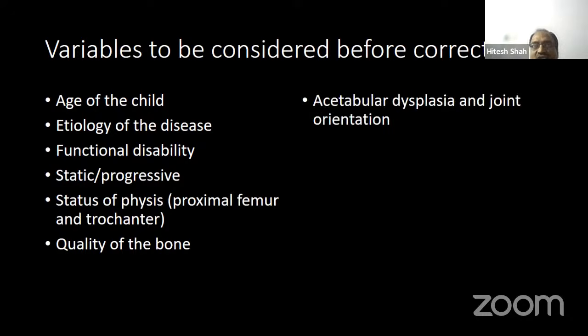Acetabular dysplasia and joint orientation. One must not forget the congruency of the acetabulum and the hip joint before correcting the Coxa Vara. The severity of deformity: is it mild, moderate or severe Coxa Vara? When the neck shaft angle is less than 90 degrees, it would be quite severe.